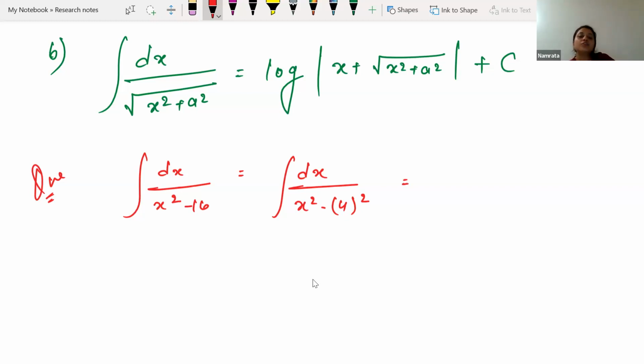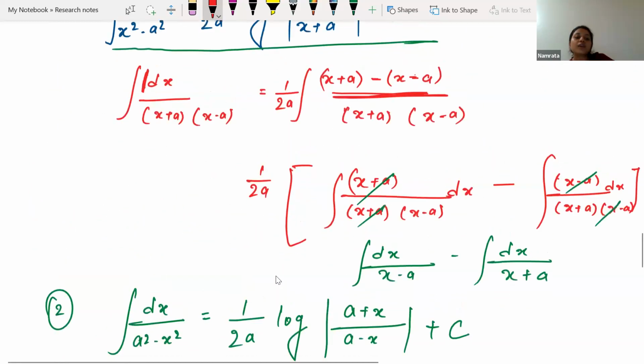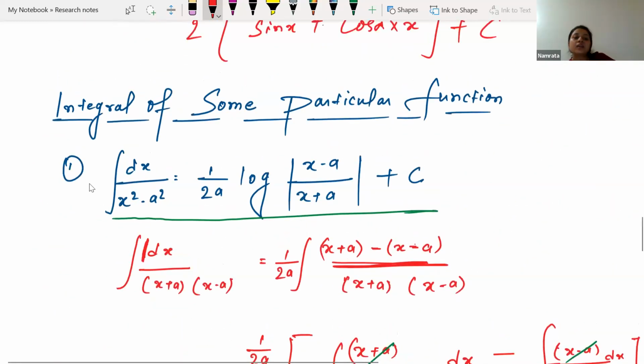we can directly use the formula which says, let's get back to the formula. It looks like x square minus a square. And what does the formula for x square minus a square say? The first formula, can you see? Dx by x square minus a square, whenever we have this, the whole integration will be 1 by 2a log of modulus x minus a by x plus a, plus c.